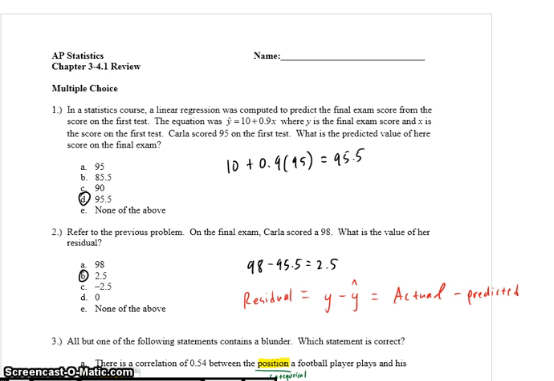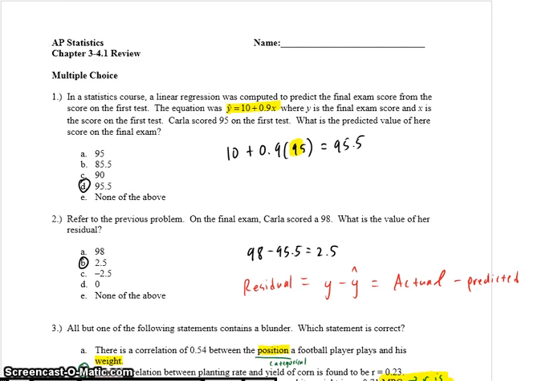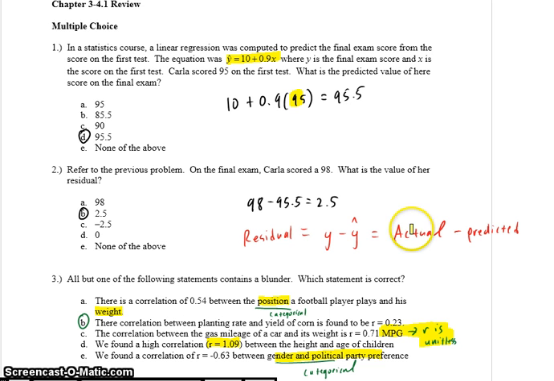Number 1 was D, and all that required was us plugging in 95 into this regression equation. Number 2, we were asked to find the residual. Okay, we just need to remember that residual is the actual value minus the predicted. So we're given her actual value. We computed her predicted in the problem before, and we need to subtract those two, and we end up with positive 2.5.